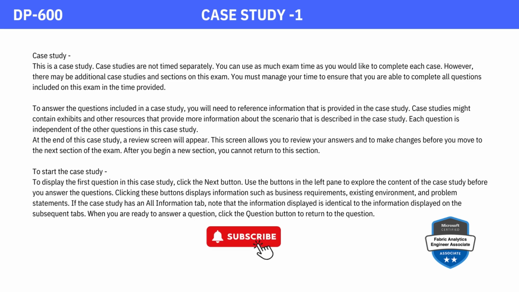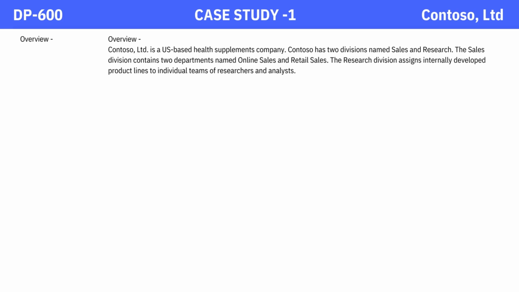Now, let's dive in. Here's the overview. Contoso, LLC, is a US-based health supplements company. Contoso has two divisions named Sales and Research. The Sales Division contains two departments named Online Sales and Retail Sales. The Research Division assigns internally developed product lines to individual teams of researchers and analysts.